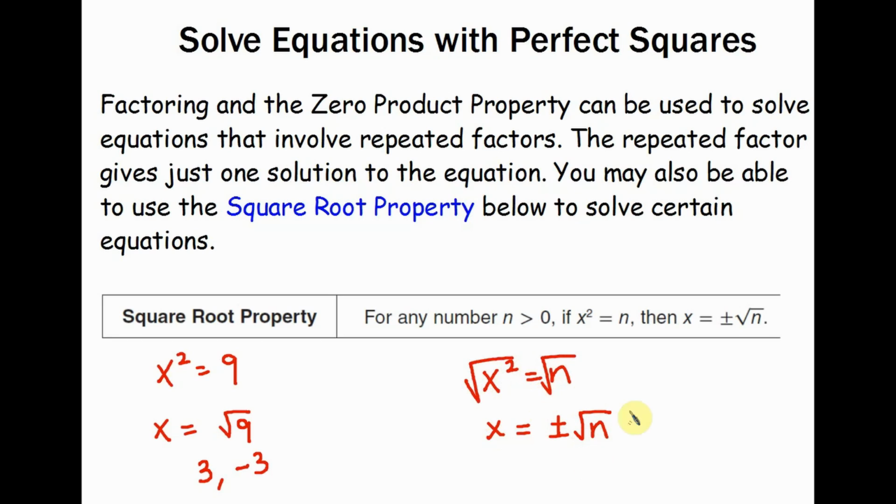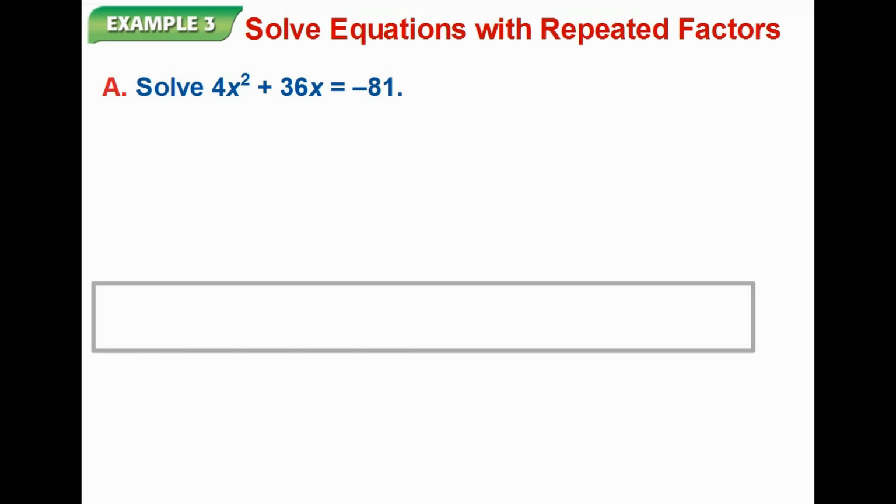This is something that I really want you to be careful about, because your answer from now on could be 2 different numbers. Here's an example, number 3. Solve equations with repeated factors. As you see, the difference between number 3 and number 1 or 2 is that on number 3, you have an equal sign, which means we are going to solve the equation.